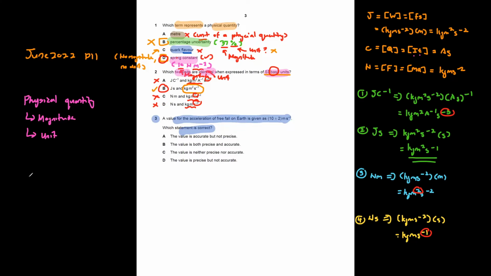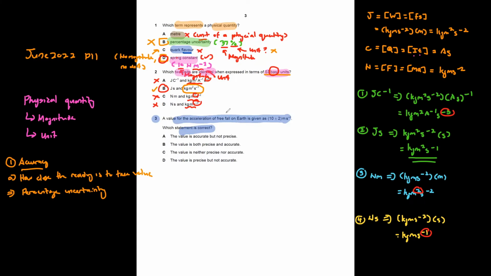You would have learned before this that accuracy has two meanings. Precision also has two meanings. So if you're talking about accuracy, the first meaning of accuracy is that it refers to how close the reading is to your true value. This is definition 1. Then the other definition of accuracy is referring to the percentage uncertainty of your measurement.